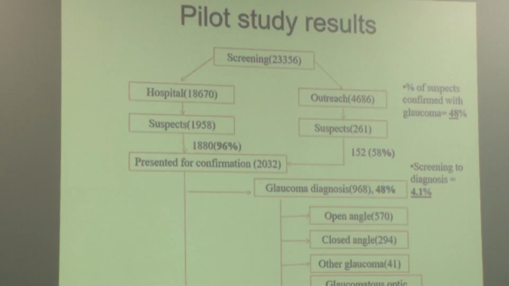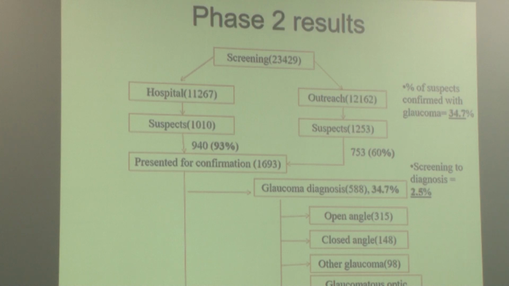The pilot study results showed that approximately 23,000 people were screened, of which the percentage of suspects confirmed with glaucoma turned out to be 48%, and the screening to diagnosis ratio was 4.1%. In phase 2 results, similarly, approximately 23,000 patients were screened. The percentage of suspects confirmed with glaucoma was 34.7%, and screening to diagnosis was 2.5%.